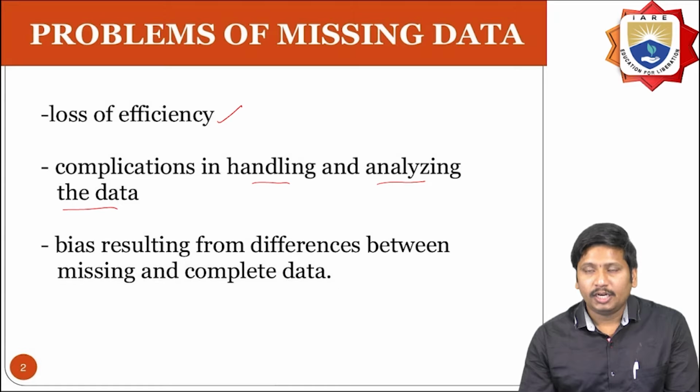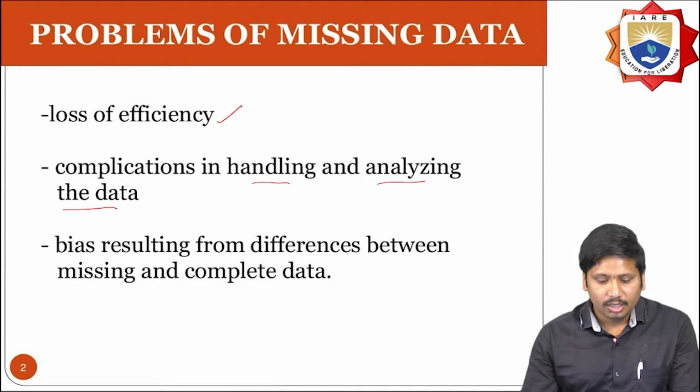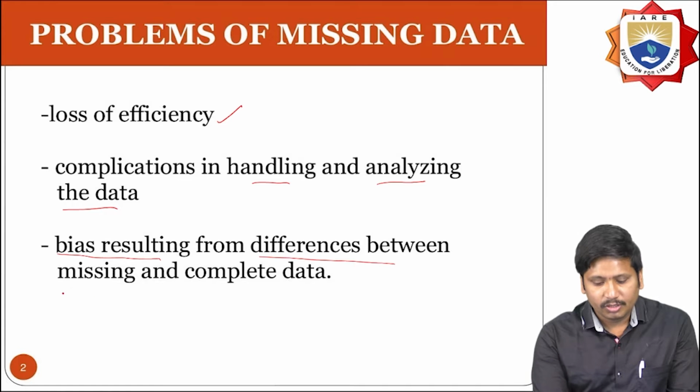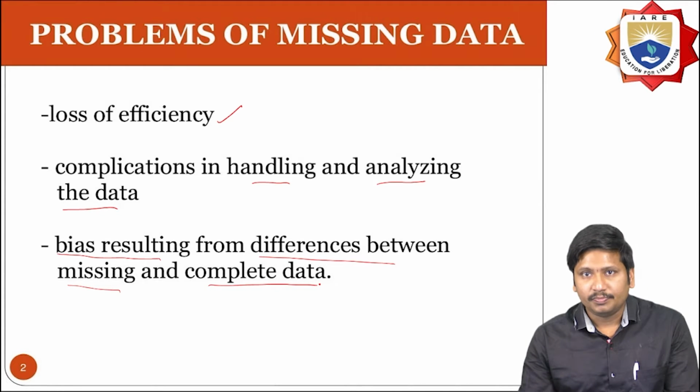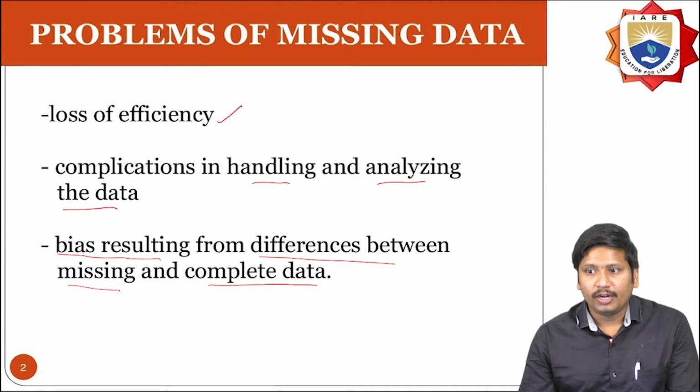Analyzing the data is sometimes very difficult, and there is also bias in the result from the differences between the missing and the complete data. Sometimes the differences may show wrong values, so some bias may occur and errors may be obtained. These are the problems mostly faced with missing data: loss of efficiency, complications in handling and analyzing the data, and biasing the result from differences between the missing and complete data.